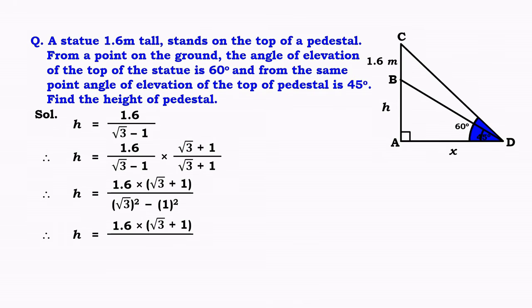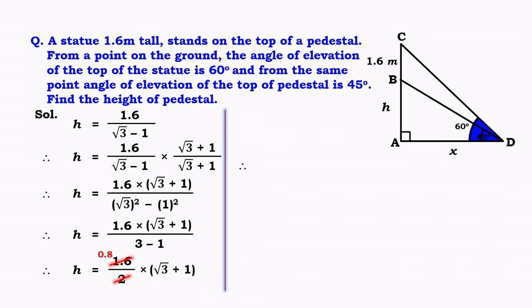In the numerator, we have 1.6 multiplied by (root 3 plus 1). So, we get 1.6 divided by 2, multiplied by (root 3 plus 1). 1.6 divided by 2 is 0.8. Therefore, the height of the pedestal becomes 0.8 multiplied by (root 3 plus 1).